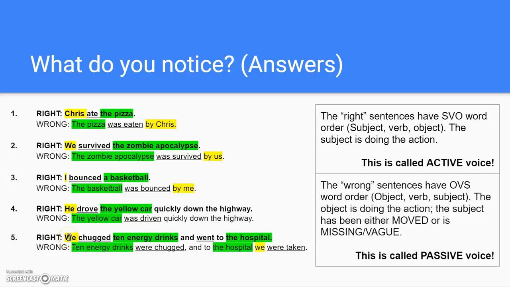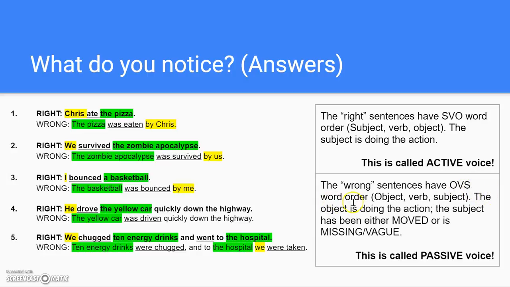Now, number 5 is an example of a compound predicate. We, subject, are going to do two separate things. Chugged 10 energy drinks and went to the hospital. In each of these, the subject is doing the action and the subject comes first. In all the wrong sentences, the word order has been flipped around. The wrong sentences have OVS word order, object, verb, subject. It's the opposite.